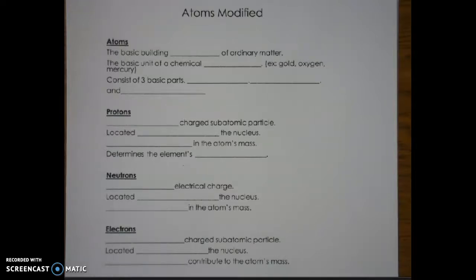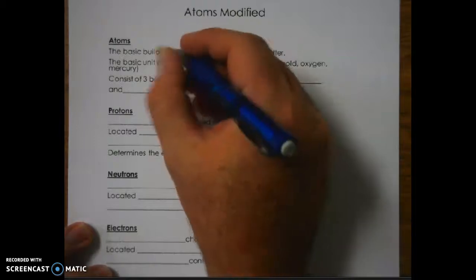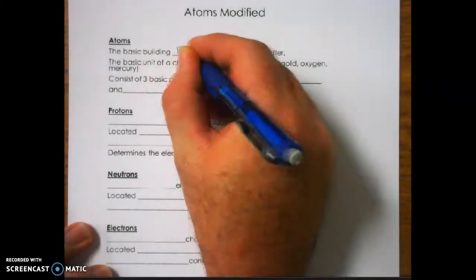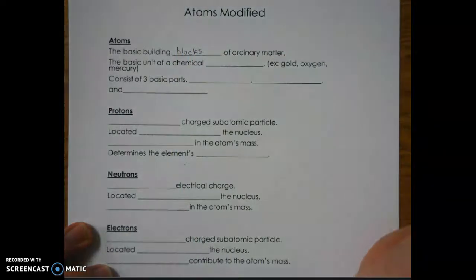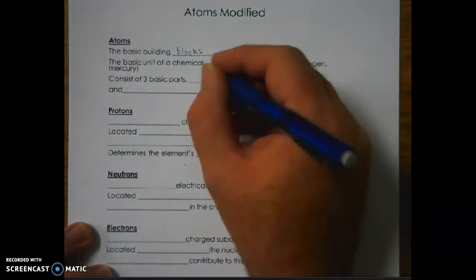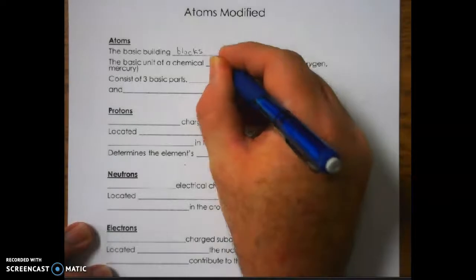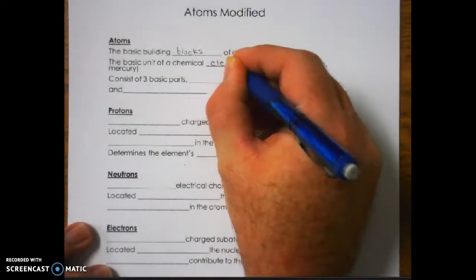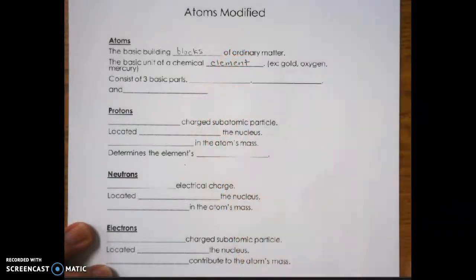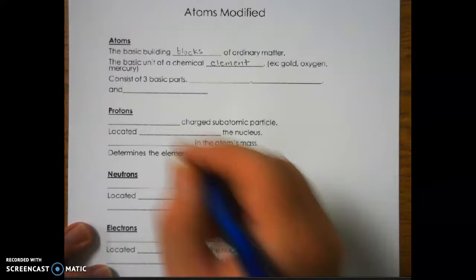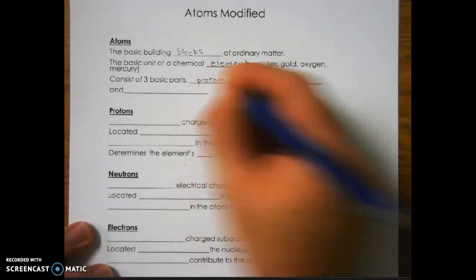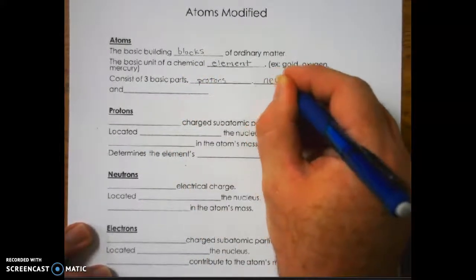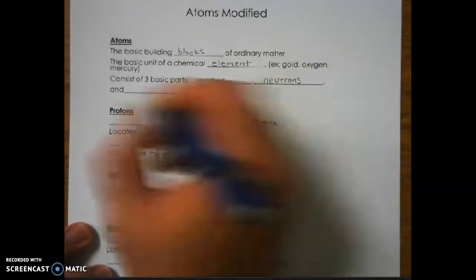So, atoms, the basic building blocks of ordinary matter. And they're the basic unit of a chemical element. So, fill in element right there. They consist of three basic parts: protons, neutrons, and electrons.